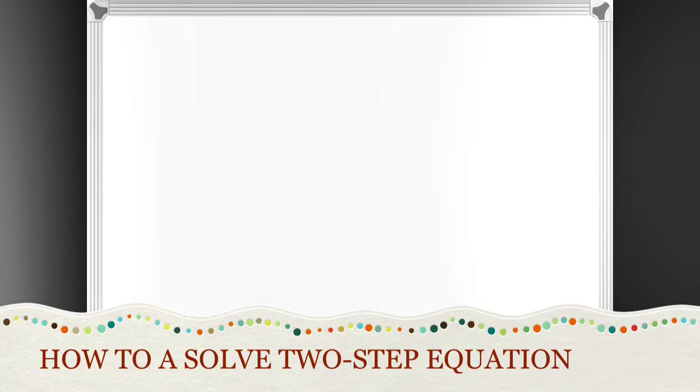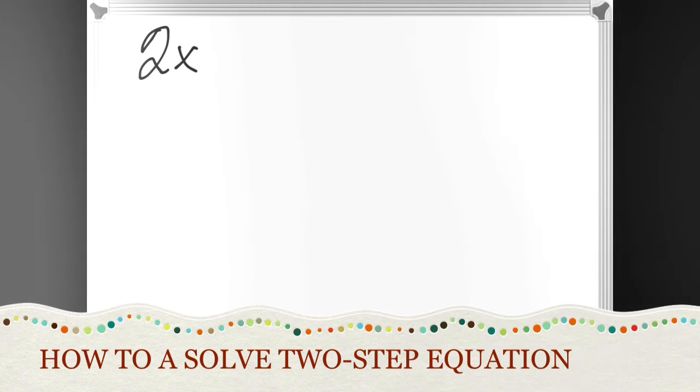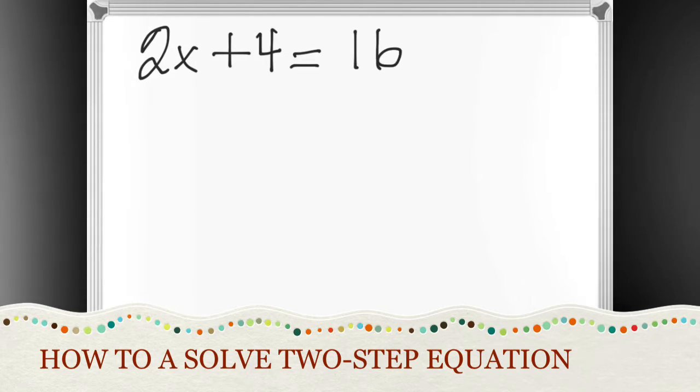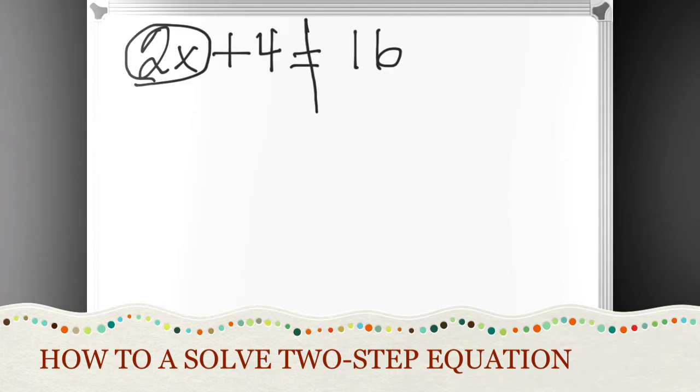So the equation that we're going to solve today was from some notes. We have 2x plus 4 equals 16. When solving equations, the goal is to isolate the variable. So this is a number with the variable. I like to draw a line down the middle to show that the equation is balanced on both sides.